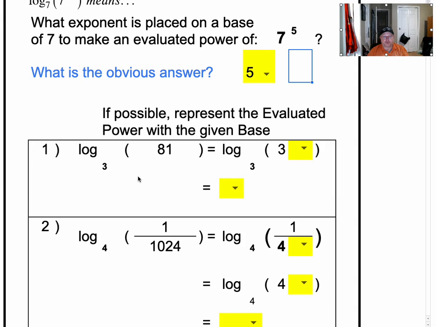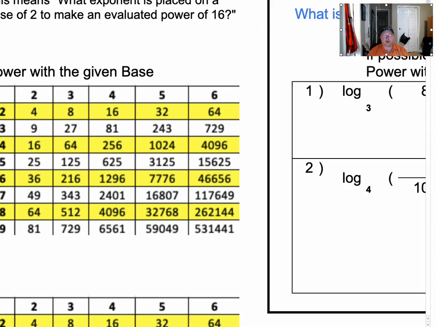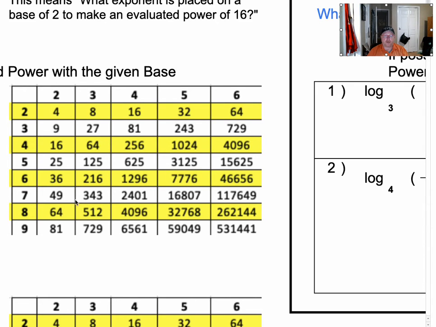So here are some examples. The first one is the logarithm of 81 to the base 3. Again, the first thing I always want to do is make the bases the same. This is the evaluated power part of the log, so I need to represent that with base 3. What exponent do I put on 3 to make 81? You can see here's our chart. I put the exponent of 4 on it.